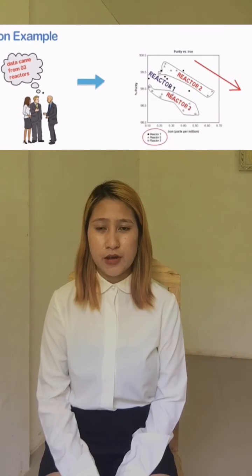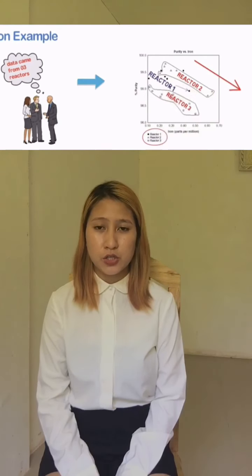The data from reactor 2 and reactor 3 are circled. Even without doing any calculation, it is clear that for those two reactors, purity decreases as iron increases. However, the data from reactor 1, the solid dots that are not circled, do not show the relationship. Something is different about reactor 1.